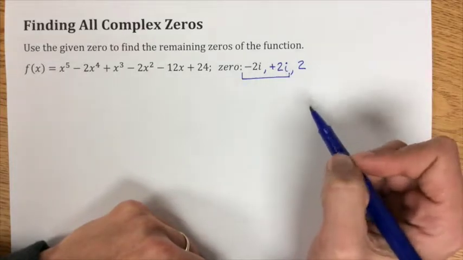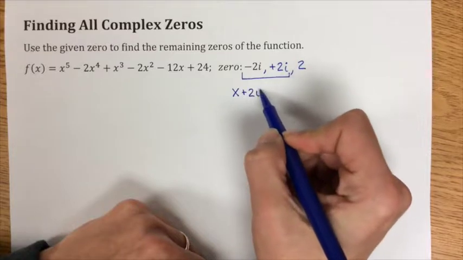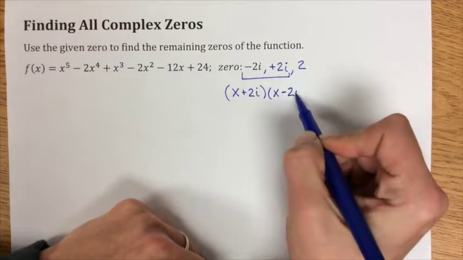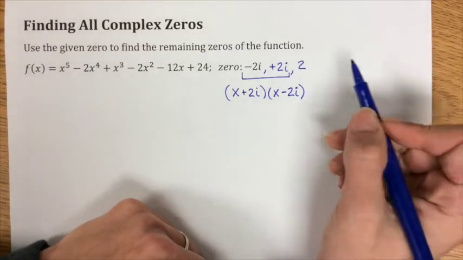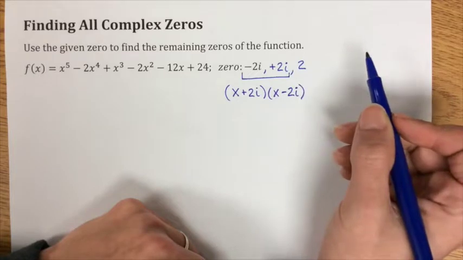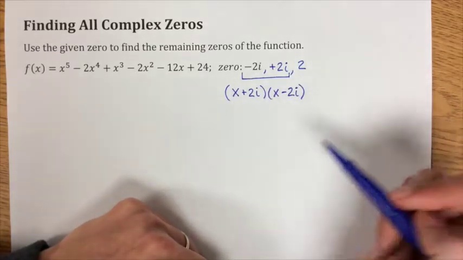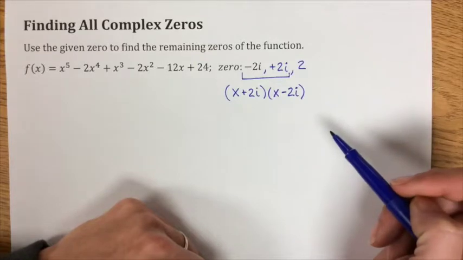So let's turn them into factors. So this is x plus 2i times x minus 2i. And we could multiply that one in, or we could do synthetic division later. It doesn't really matter. Since we're going to do long division, I would probably just go ahead and multiply it as well, but I would do it one at a time.